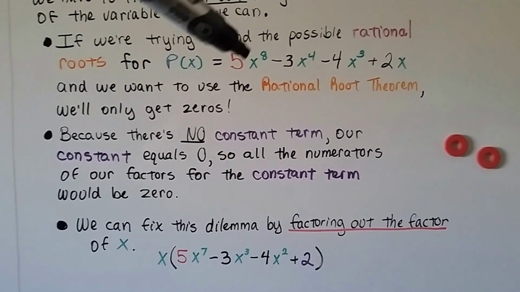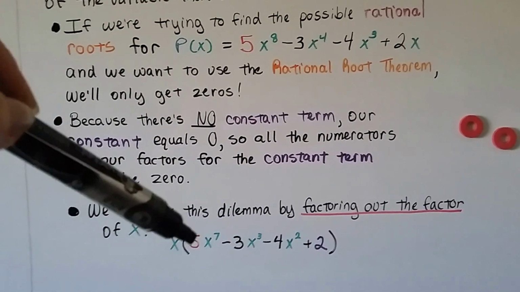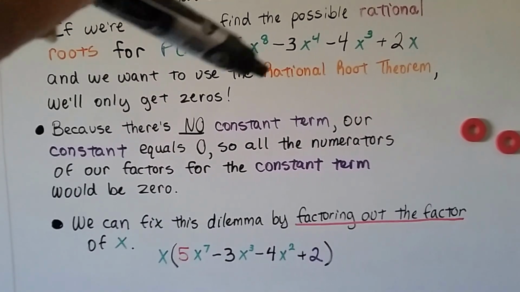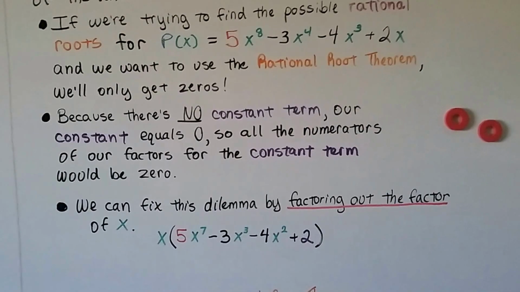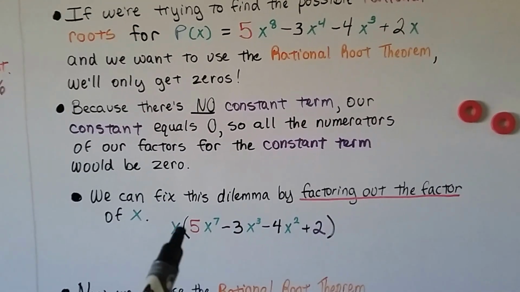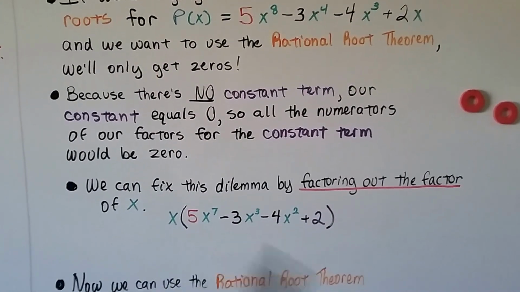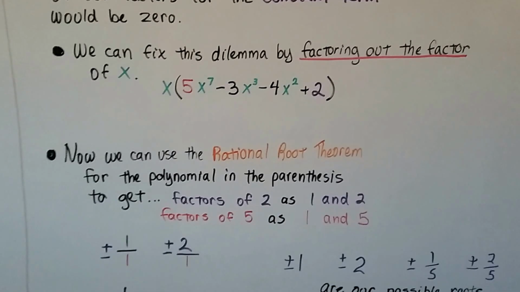So we've got 5x to the 8th power. So we're going to factor out x and get 5x to the 7th power. See? Because when we distribute back in, we'd get that 5x to the 8th. And that would become x to the 3rd, x to the 2nd, and that would become our constant. See? So by factoring out that x, we've lowered each one of these, and we created a constant. Now we can use the Rational Roots Theorem.